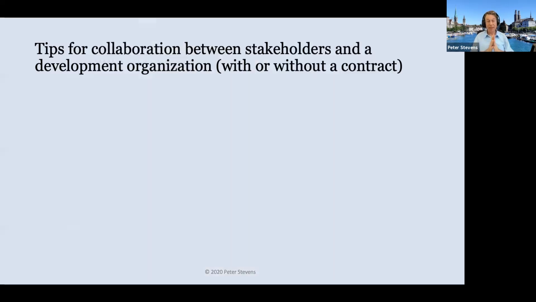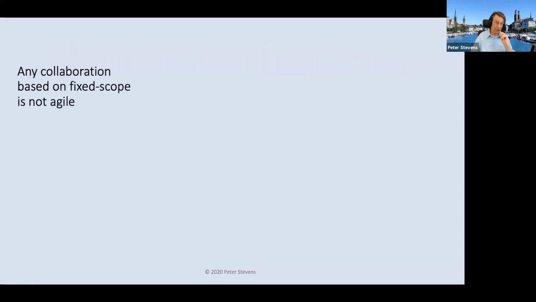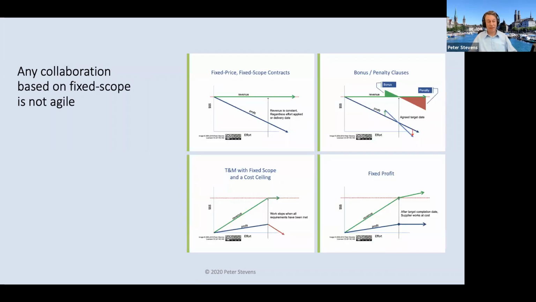So how does this map into the contract? We have a couple of different contract forms. Let's look at what people have been trying to do with contracts. There are lots of variations on fixed scope: fixed price, fixed scope, bonus penalty clauses, time and materials with a cost ceiling. This was my introduction to contracting. I did this for a project for the Swiss government. And I've come to the conclusion that that's a heads I win, tails you lose kind of project.